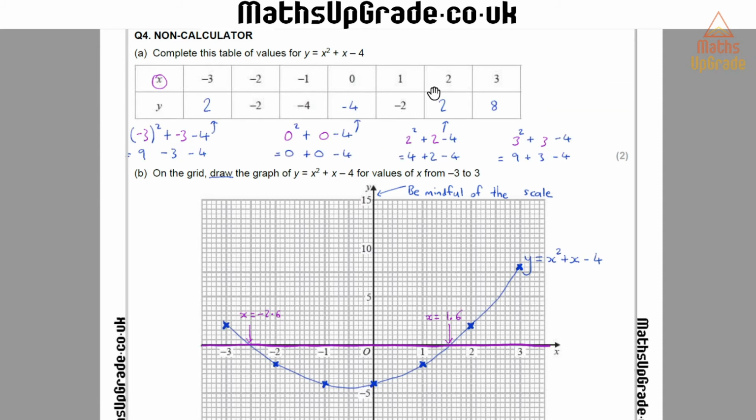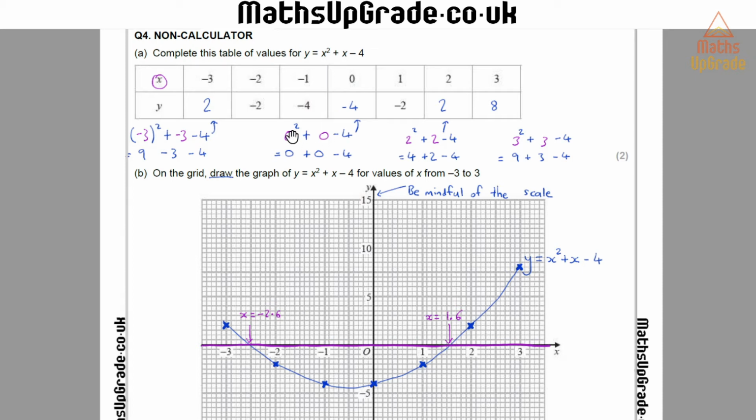So x equals 2 gives us 2 squared plus 2 minus 4, which is the same as 4 plus 2 minus 4, which is 2. This one here, 3 squared plus 3 minus 4, which is the same as 12 minus 4, which is 8. So you can see there may be a line of symmetry around this point here.